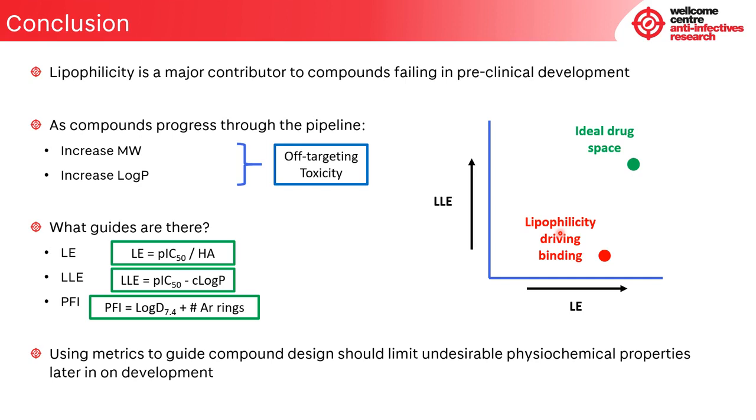It's advised that you use metrics to guide your compound design because it should limit your undesirable physicochemical properties later on. Lipinski is a good rule to use, however it's useful to use other forms of analysis as you move through the pipeline. Remember, each of these has its disadvantages, but it also has massive advantages, so use them wisely.